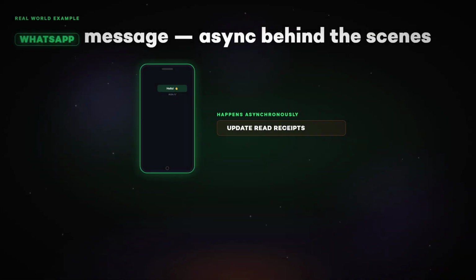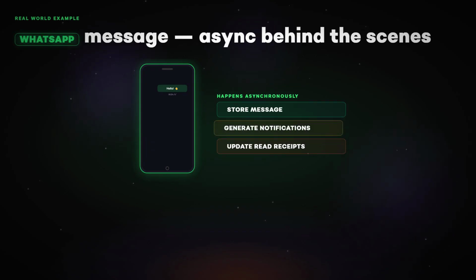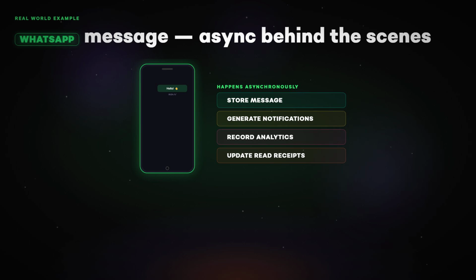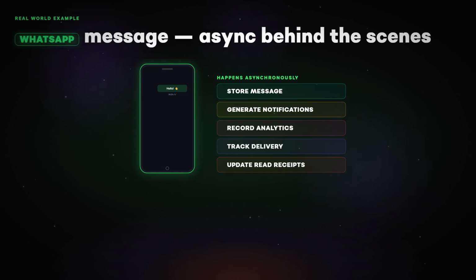Another similar example is WhatsApp. When you send a WhatsApp message, the message is stored, notifications are generated, analytics are recorded, delivery status is tracked, read receipts are updated. Many of these activities happen asynchronously. Otherwise, every message would feel very slow.